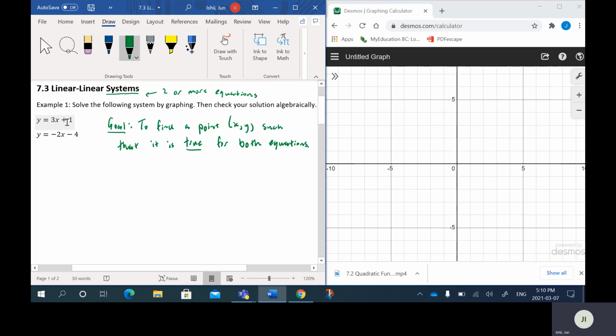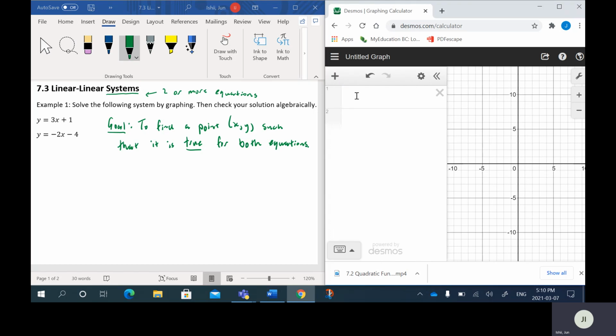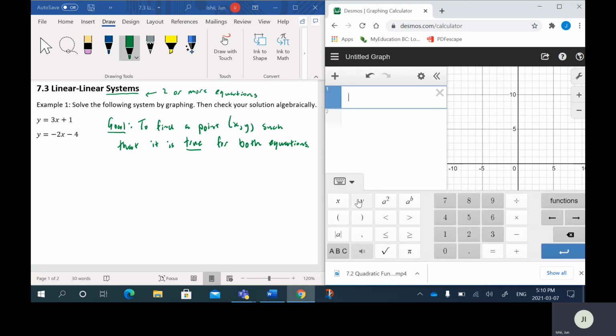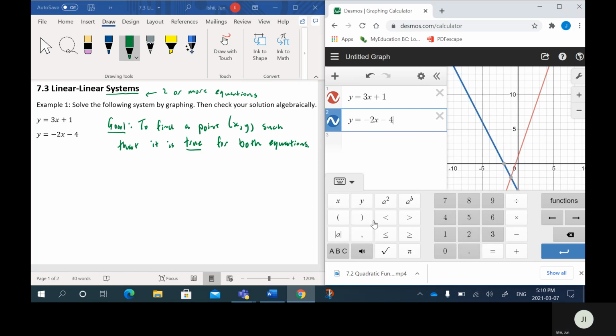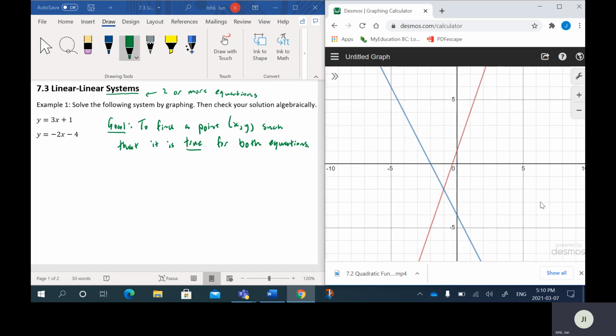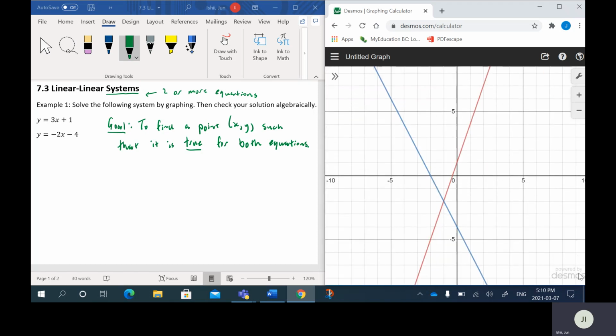All right. So basically what I'm going to do here is graph this line, y equals 3x plus 1, and this line, y equals negative 2x minus 4. I'm going to graph both of these lines on Desmos, and we'll see what happens. So again, y equals 3x plus 1, and the other line would be y equals negative 2x minus 4. All right, so let's just close that up. These are the two lines.